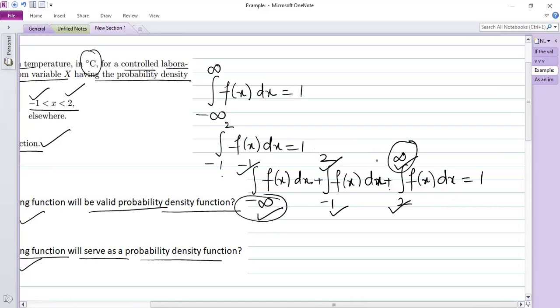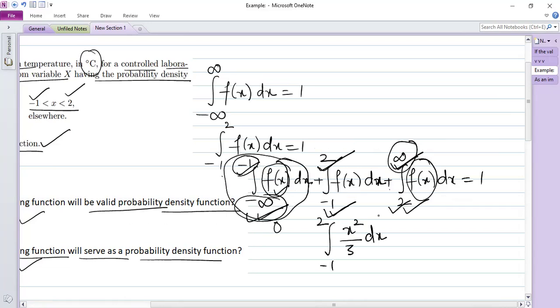So what is the total range? Minus infinity to infinity. Now, below -1, what is the value of f(x)? It is 0. Above 2, the value of f(x) is also 0. And in this range, the value is given by x square by 3 between -1 and 2. Since f(x) is 0 in the other ranges, the value of those definite integrals will be 0. So basically we need the integration of x square by 3 between -1 and 2 to come out to be 1.